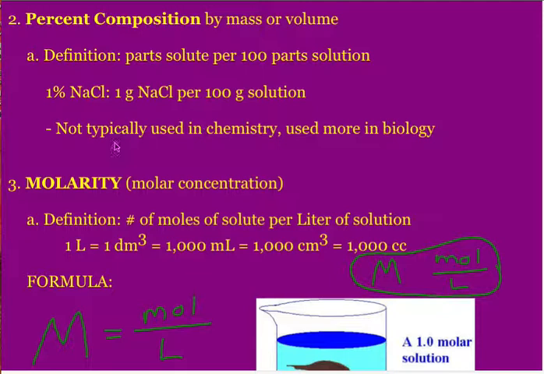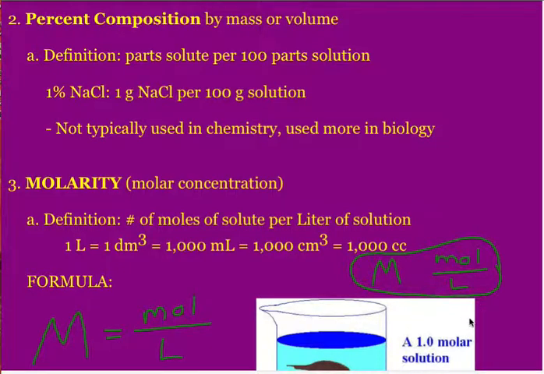Percent composition is another one, and we'll actually look at how we do percent composition. This is one they typically use a lot in biology for solutions, because you haven't done moles yet. We don't like it because you can't compare one solution to another. You can't compare a solution of salt water to a solution of acid. You don't have that ability. So that's why we don't use percent composition, but you can use it.